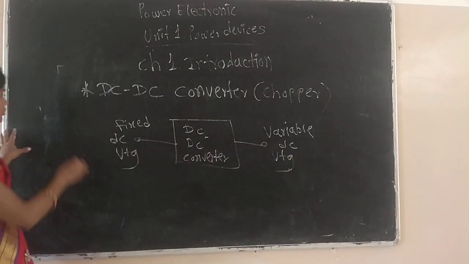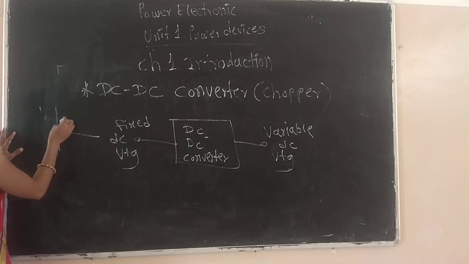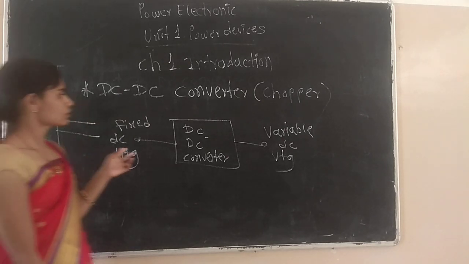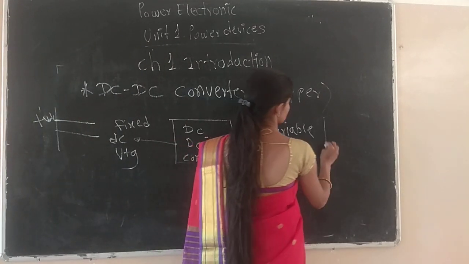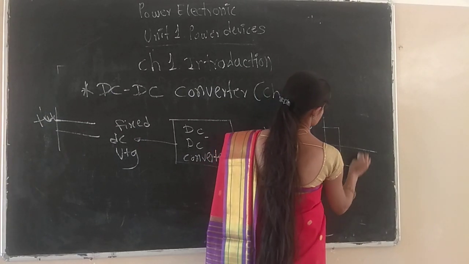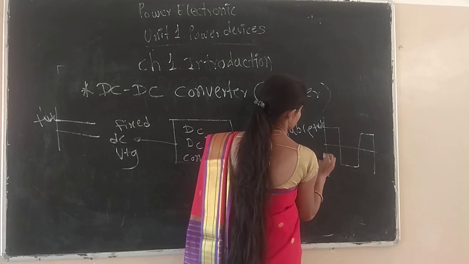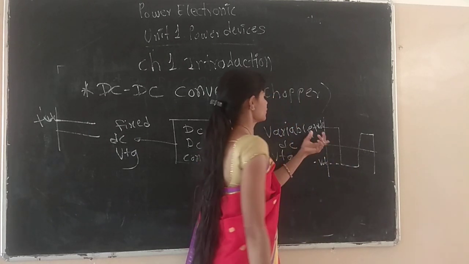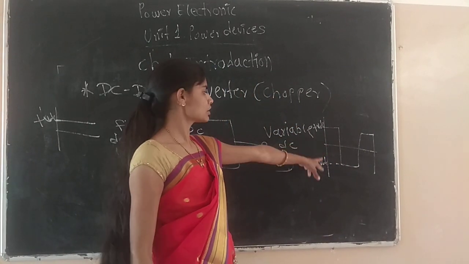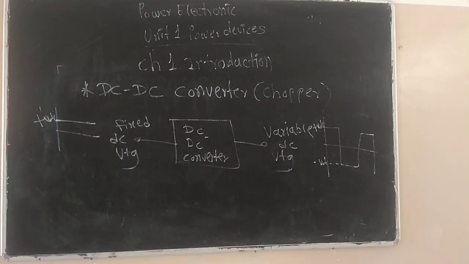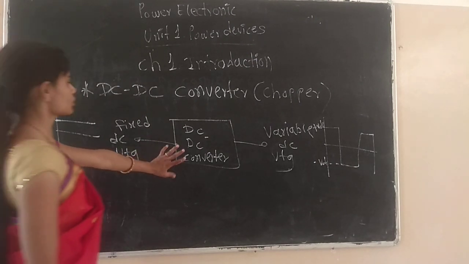In the fixed DC voltage here we give plus VDC. It is a constant voltage, and the output is a variable DC voltage, like this. Plus VDC, minus VDC, at variable magnitude and variable frequency, at constant voltage. This is the block diagram for the DC to DC converter.